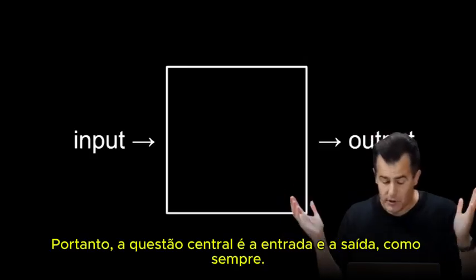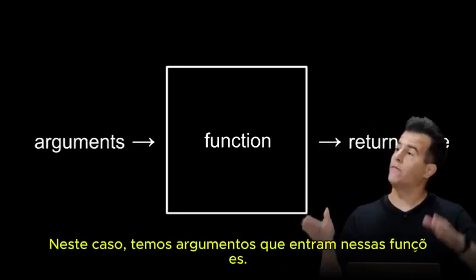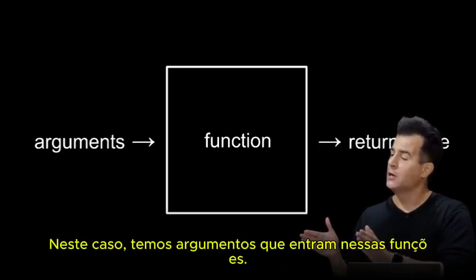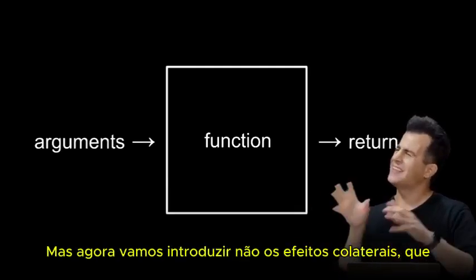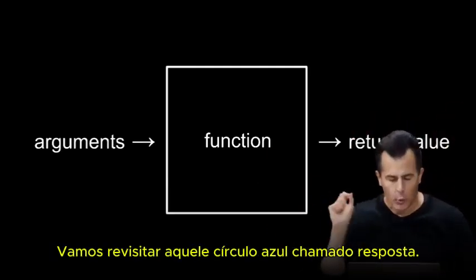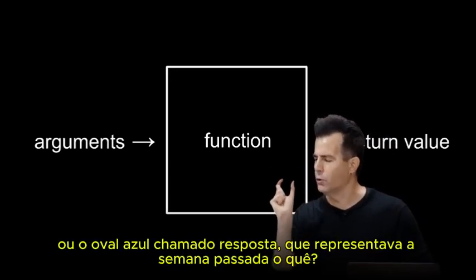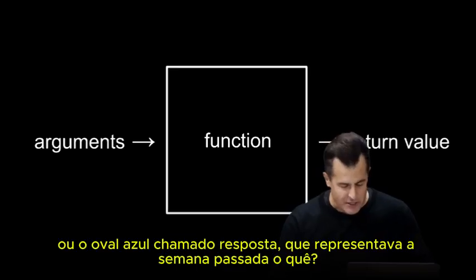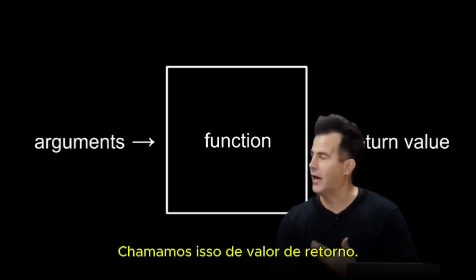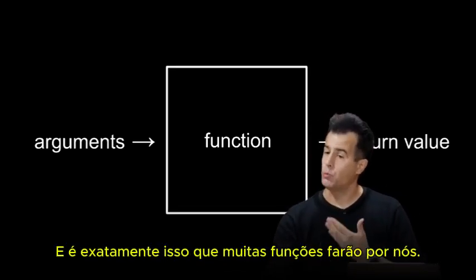So input and output is the story as always. In this case, we have arguments going into those functions. But now we're going to introduce not side effects, which is stuff that happens visually. We're going to revisit that blue oval called answer, that represented last week what we called a return value. And this is what many functions will actually do for us.